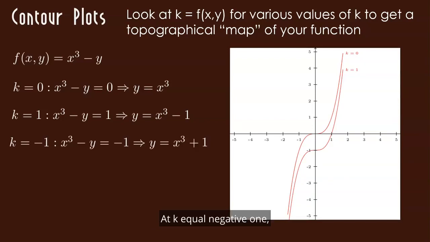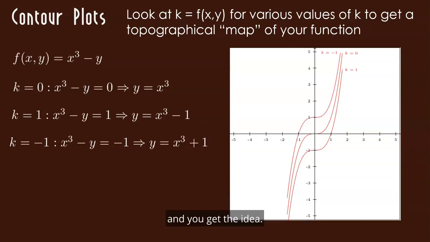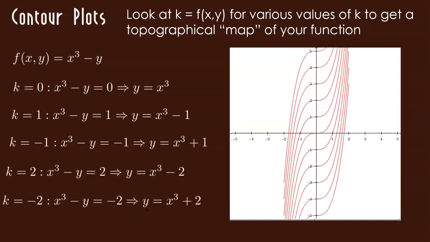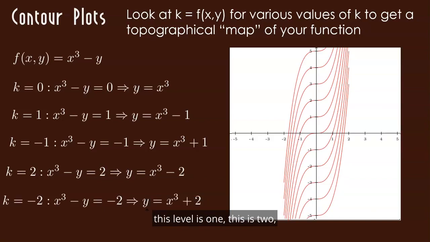At k equal negative 1, I have the same cubic, but now this one's shifted up by 1. And you get the idea. They're all going to be this cubic graph, either shifted up or down, depending on what k is. And we could go crazy. That does not help me. I can't see what that looks like by looking at it. Even if I colored it in to make each level like a real contour graph, saying, oh, this level is 1, this is 2, that still doesn't give me a good picture, personally, of what it looks like.